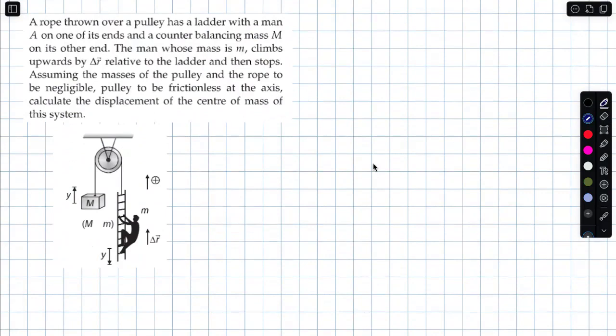Try this seriously. See, there are a series of such questions. Two questions were there. A rope thrown over a pulley has a ladder with a man A on one side. Already we have done this model previously. The man whose mass is M climbs upwards by delta R relative to the ladder and then stops, assuming the masses of the pulley and the rope to be negligible and the pulley to be frictionless. Calculate the distance. Same question. See, we have done the same question. I'll just show you.